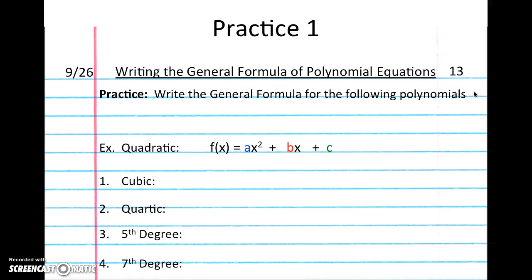All right, here's your practice. You're going to write out the general formula for the following polynomials, using the same format with the quadratic as an example. So I should see f of x is equal to something next for the cubic, quartic, 5th degree, and 7th degree. All right, pause the video as you work through these problems, and then there's going to be one more practice after this.